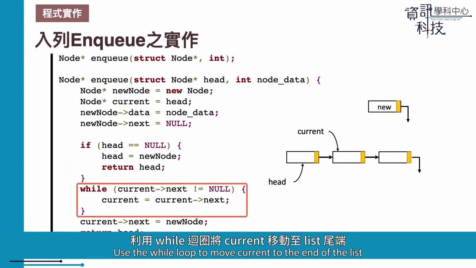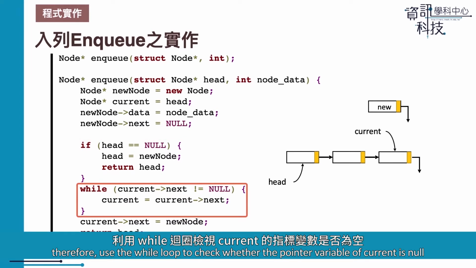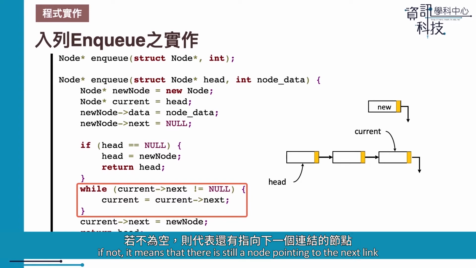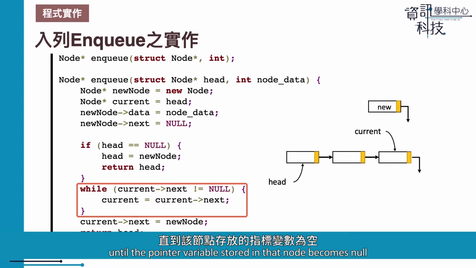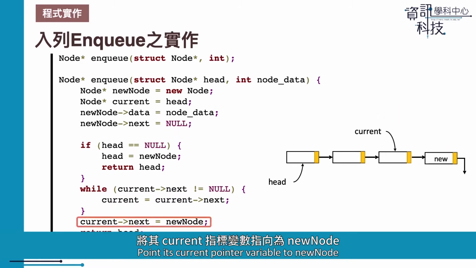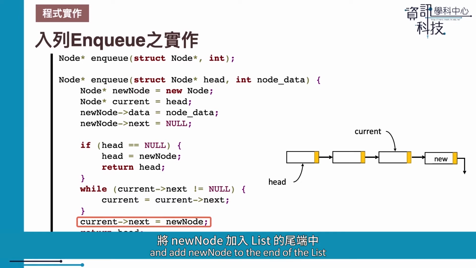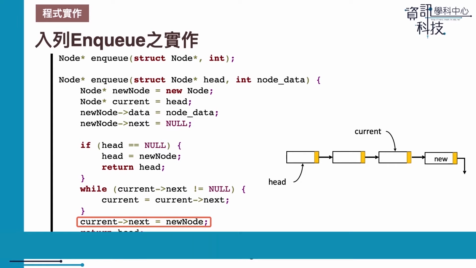Use the while loop to move current to the end of the list. The principle here is that the current node has previously been set as the head already. Therefore, use the while loop to check whether the pointer variable of the current is null. If not, it means that there is still a node pointing to the next link. Therefore, set the current node as the node it points to until the pointer variable stored in that node becomes null, meaning that it is the end node of the list. Point its current pointer variable to new node, and add new node to the end of the list. This completes the action of enqueuing new data into the list.